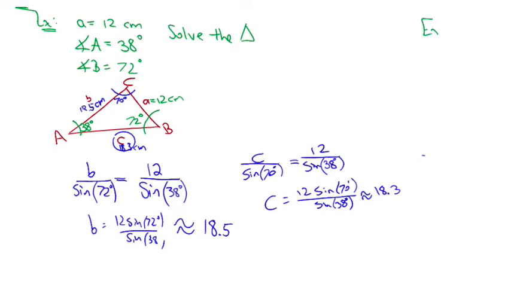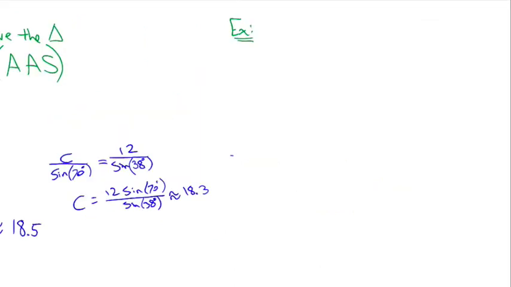Case two. I highly suggest you write next to this one that this was angle, angle, side. The setup is angle, angle, side. Why? Because we were given two angles and this side. So in order it goes angle, angle, side.